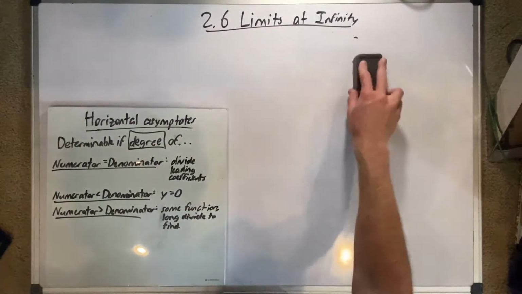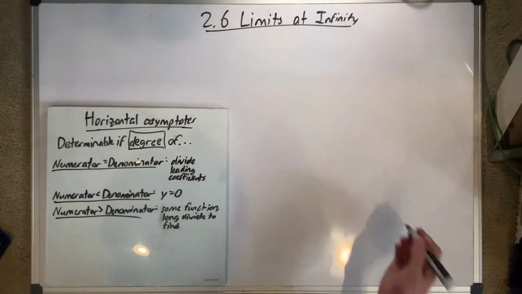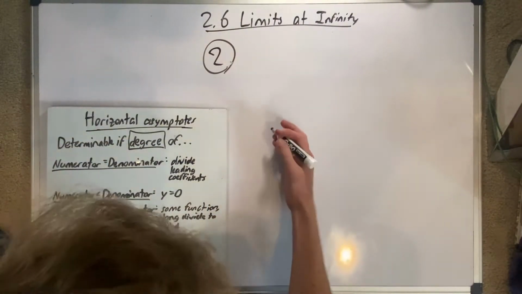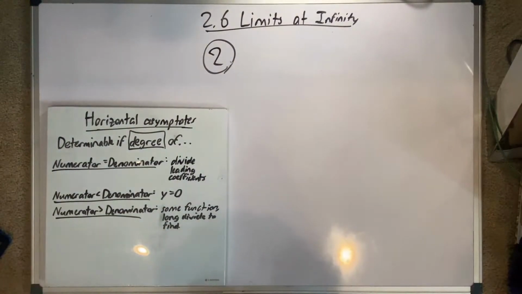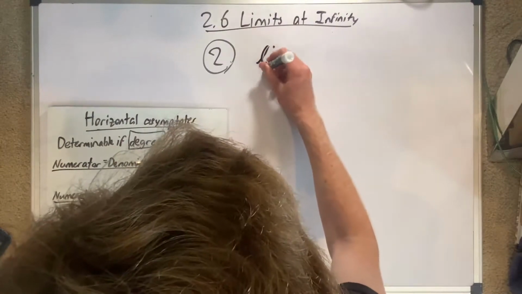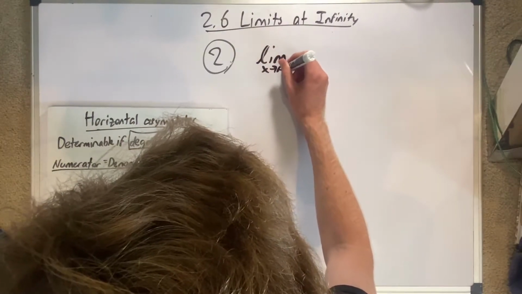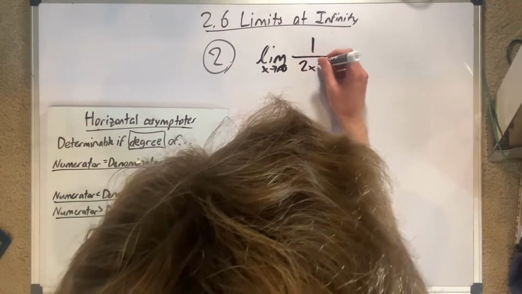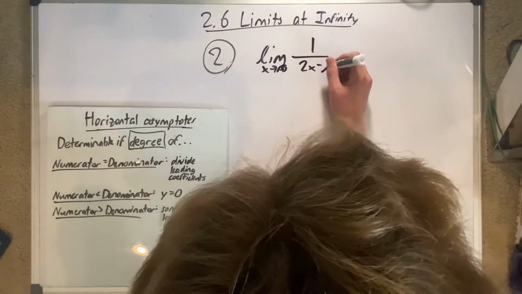These problems are going to go by really quickly. Number 2, or at least for the most part they will. That's why there's 8 of them. So 2 says, I have a thing here that tells me what it says. Limit as x approaches infinity. It's a horribly drawn infinity. 1 over 2x minus 8.